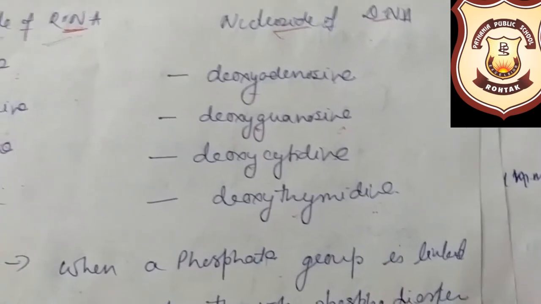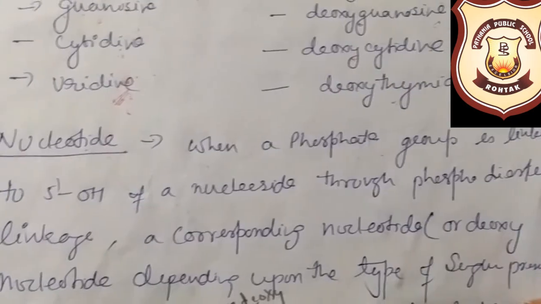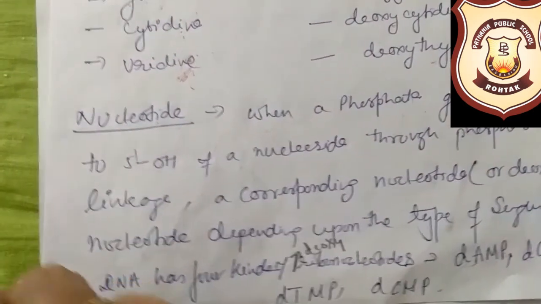Now we are coming to the nucleotide. With the nucleosides, the phosphate group will also join at the 5 prime position.